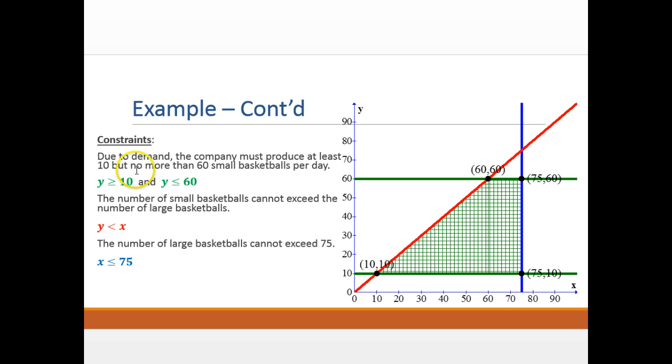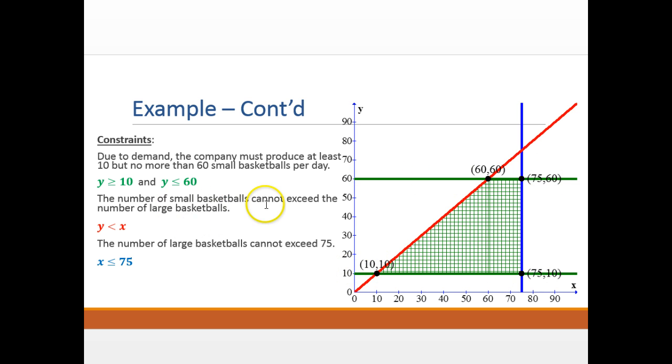Now we're going to do our constraints. Due to the demand, the company must produce at least 10, but no more than 60 small basketballs per day. So therefore, Y has to be greater than or equal to 10, and Y has to be less than or equal to 60. Here's my first inequality. Y is greater than or equal to 10, so I shade up. Y is less than or equal to 60, so I shade down. So every one of my solutions has to be between 10 and 60 for Y.